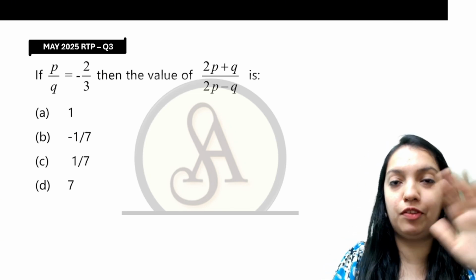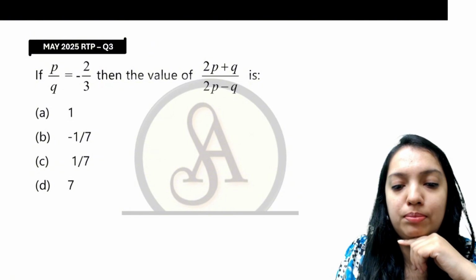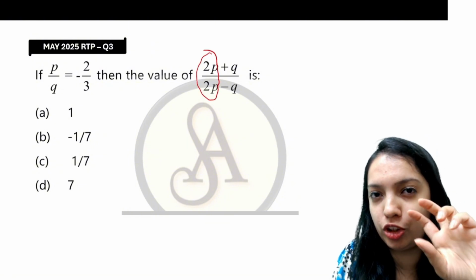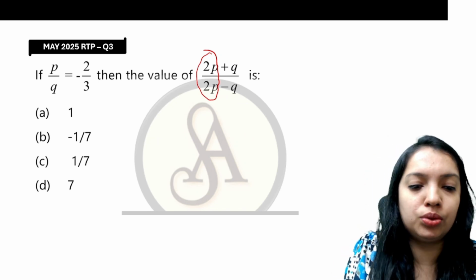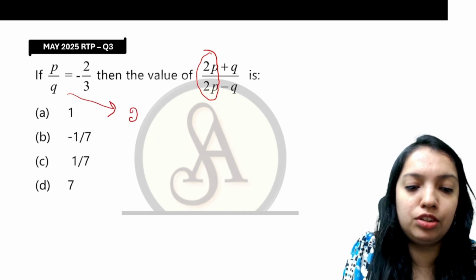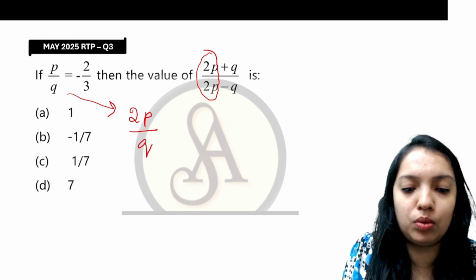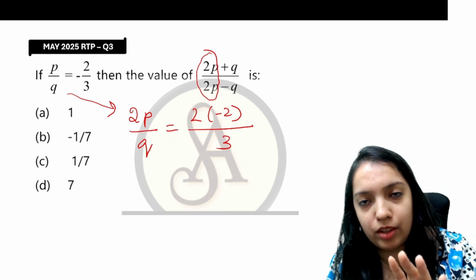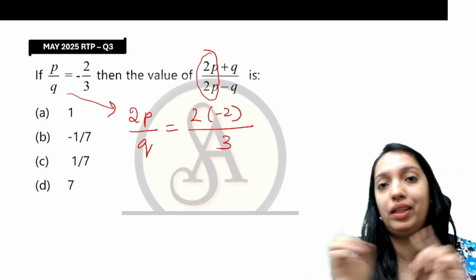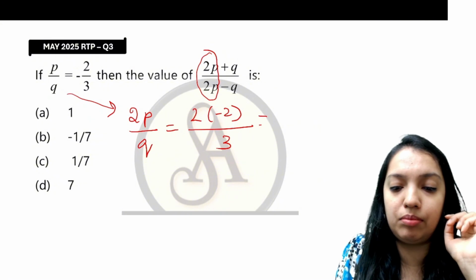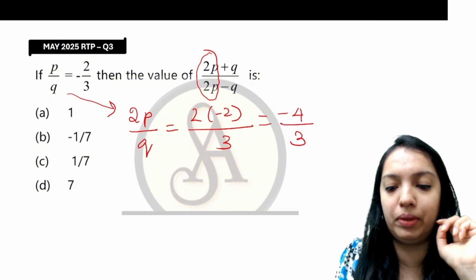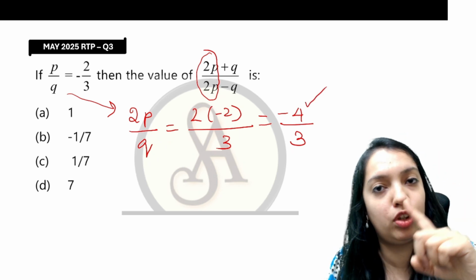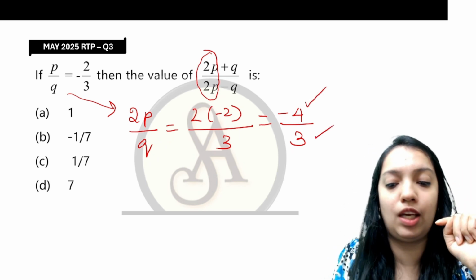P by Q is equal to minus 2 by 3. Do you observe in the question you have the value as 2p? So what we will do, to the numerator we will multiply 2. So this can be converted as 2 times p divided by q is equal to 2 times minus 2 divided by 3. All I did was multiply 2 to the numerator on both sides, and this can be written as minus 4 divided by 3. So remember, whenever we say 2p, the value is equal to minus 4. Whenever we say q, the value is equal to 3.